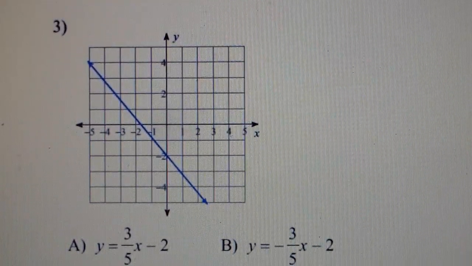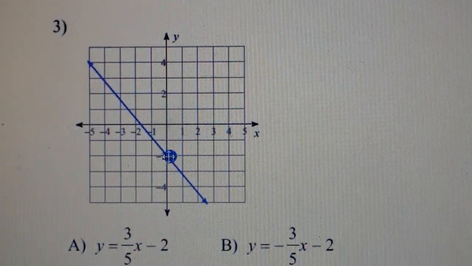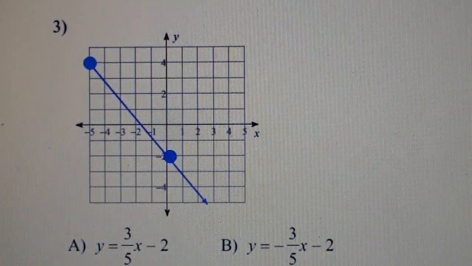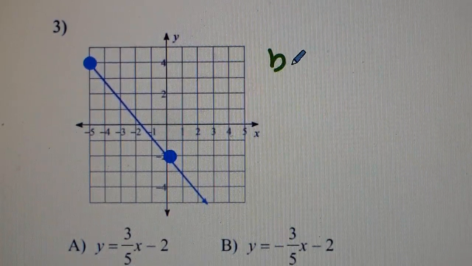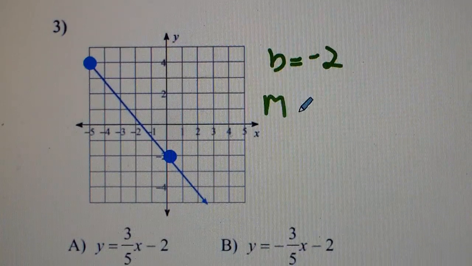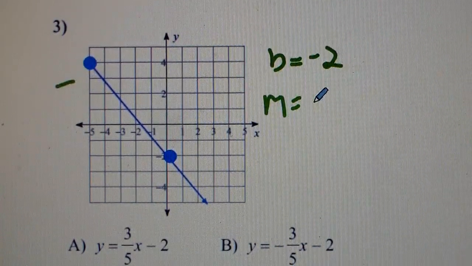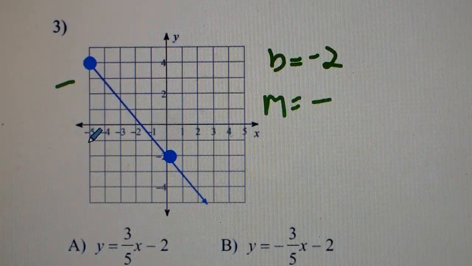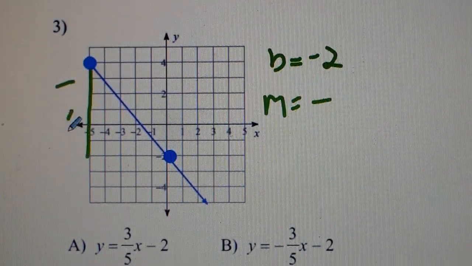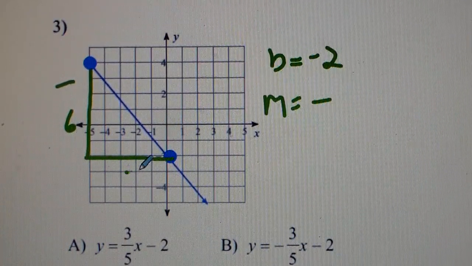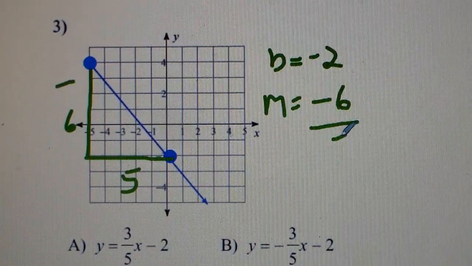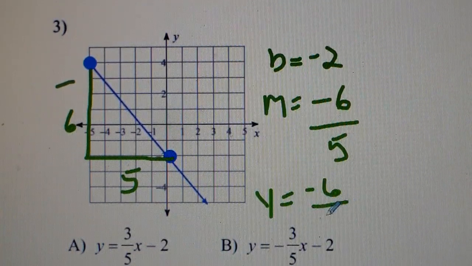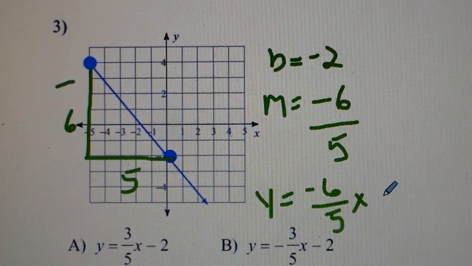Looking at number 3. We find 2 spots. It crosses at -2. And it seems like it crosses a corner of a box right up there, at the top. So since it crosses at -2 on our y-axis, b equals -2. Now I find our slope. This line is going down, so you know it's a negative line, so our slope is going to be negative. And it's going down 1, 2, 3, 4, 5, 6. So it goes down 6, and it goes to the right 5. So this is going to be -6 over 5. So our final answer, our equation, is y equals -6 over 5 x minus 2.